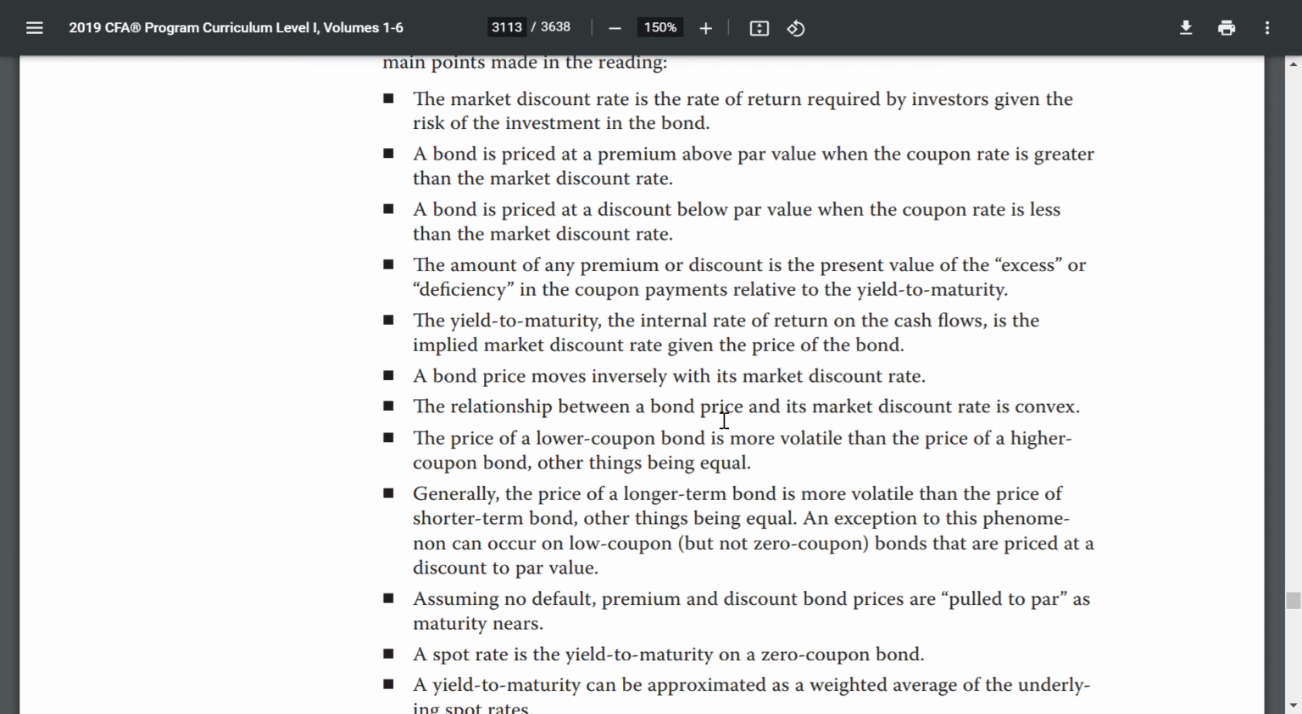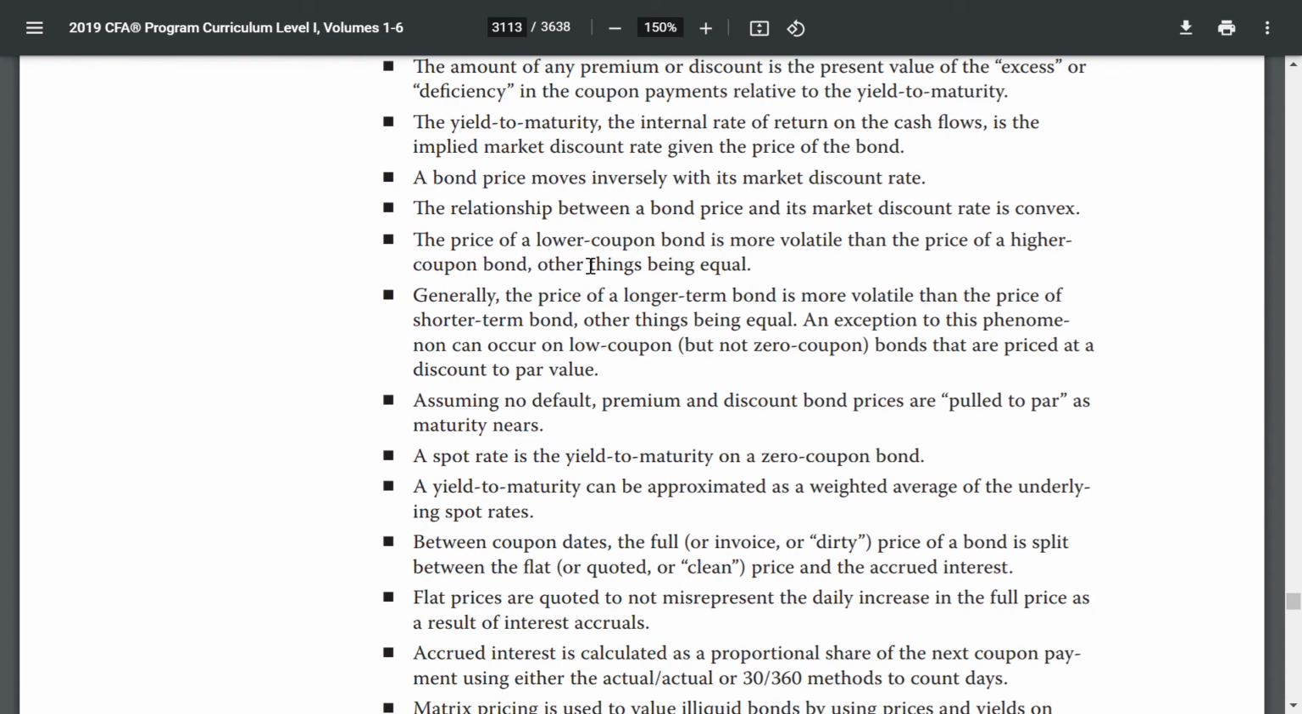A bond price moves inversely with its market discount rate. The relationship between a bond price and its market discount rate is convex. The price of a lower coupon bond is more volatile than the price of a higher coupon bond, other things being equal. Generally, the price of a longer-term bond is more volatile than the price of a shorter-term bond, other things being equal. An exception to this phenomenon can occur on low coupon bonds that are priced at a discount to par value, assuming no defaults. Premium and discount bond prices are pulled to par as maturity nears.